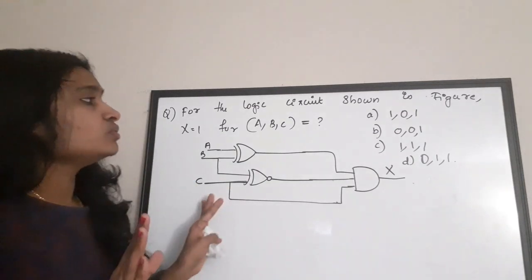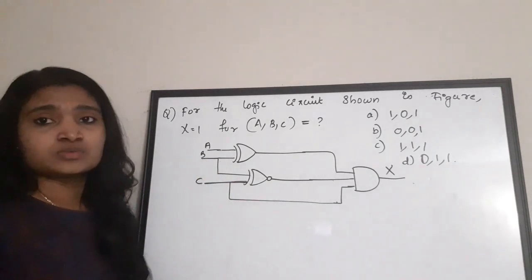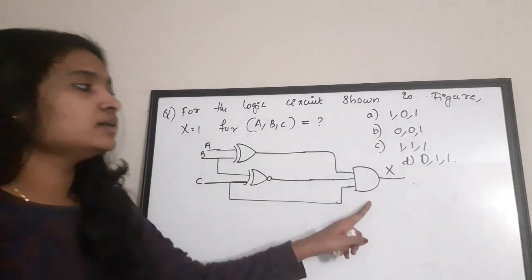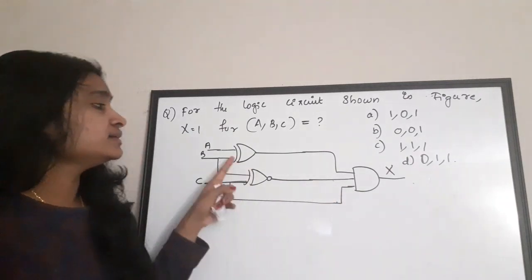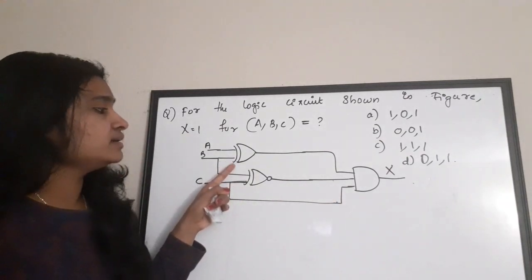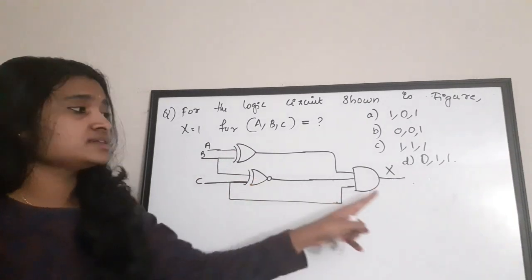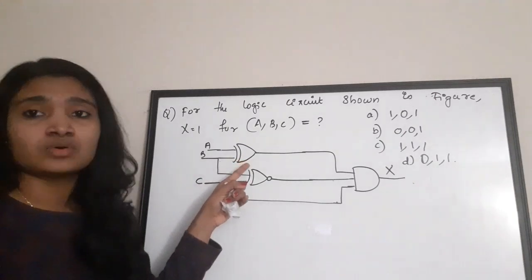Okay. So, for what combination of A, B and C, the value of x is equal to 1? Let us try to solve it by looking at the gates here. There is an AND gate here, there is a XOR gate here, there is a XNOR gate here. I hope you can identify these gates. This is an AND gate, this is a XNOR gate, this is a XOR gate.